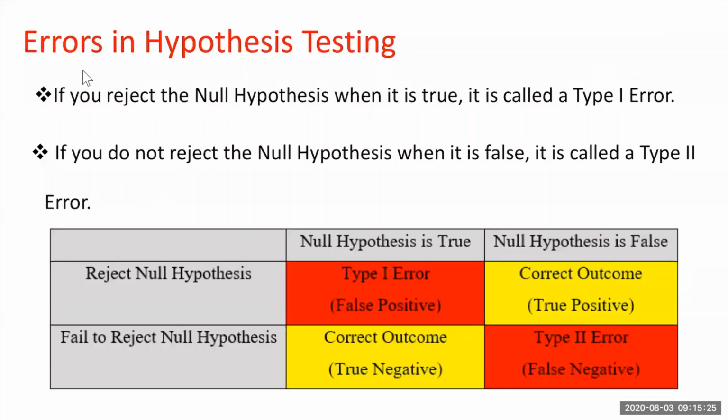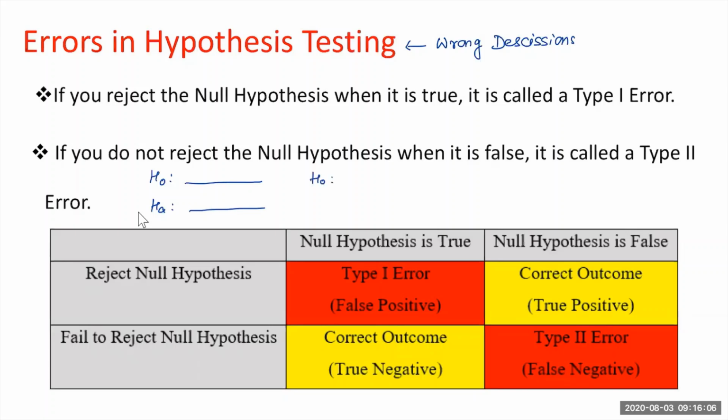The next thing that we want to know is the errors in hypothesis testing. When I say errors, I mean the wrong decisions that we make in hypothesis testing. Sometimes while performing the hypothesis testing, we make wrong decisions, and these wrong decisions are called errors in hypothesis testing. For example, let me write two cases here. You have the null hypothesis and you have the alternative hypothesis. I'm just writing two different cases here.